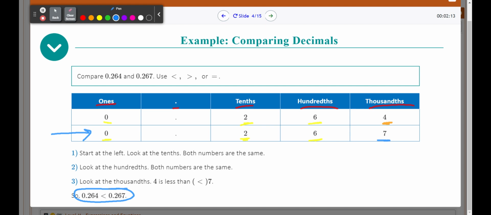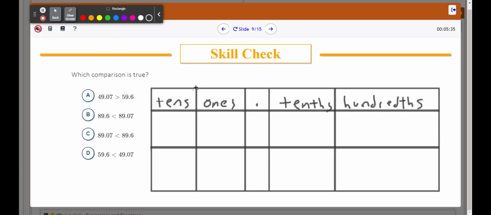So again, you start at the left and keep going till the numbers are different. Once they're different, you find out which number is bigger, and based on that, the whole number will be bigger or smaller. So let's look at some numbers here. It says, which comparison is true? All right, so let's fill in our place value chart and start comparing.